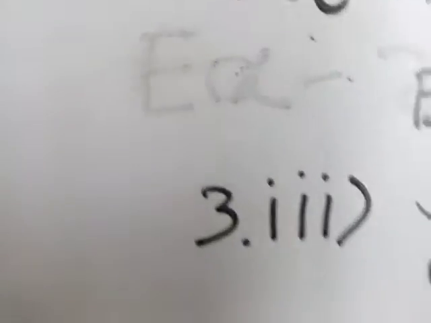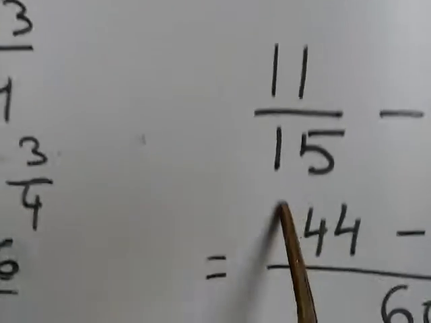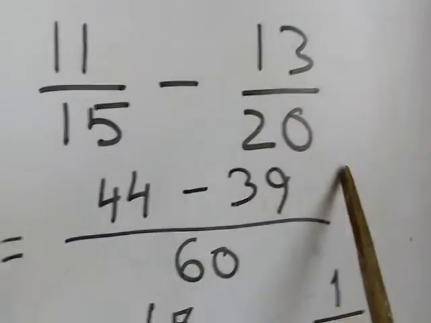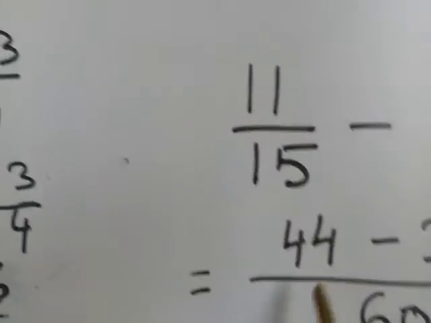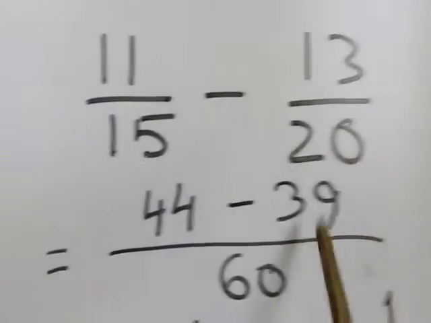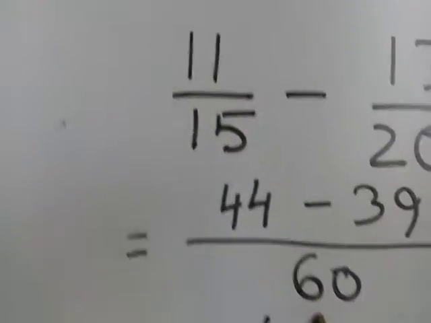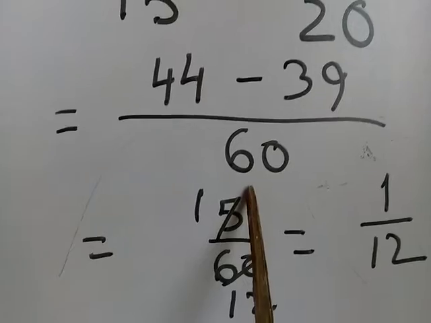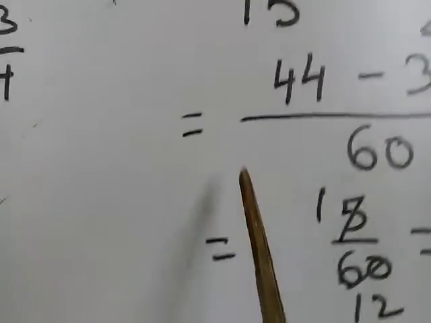Okay. Now come to exercise 2D, question number 3. Evaluate. It is subtraction. 11 by 15 minus 13 by 20. Now LCM of 15 and 20 will be 60. Okay. It will be 60. Now divide this one.